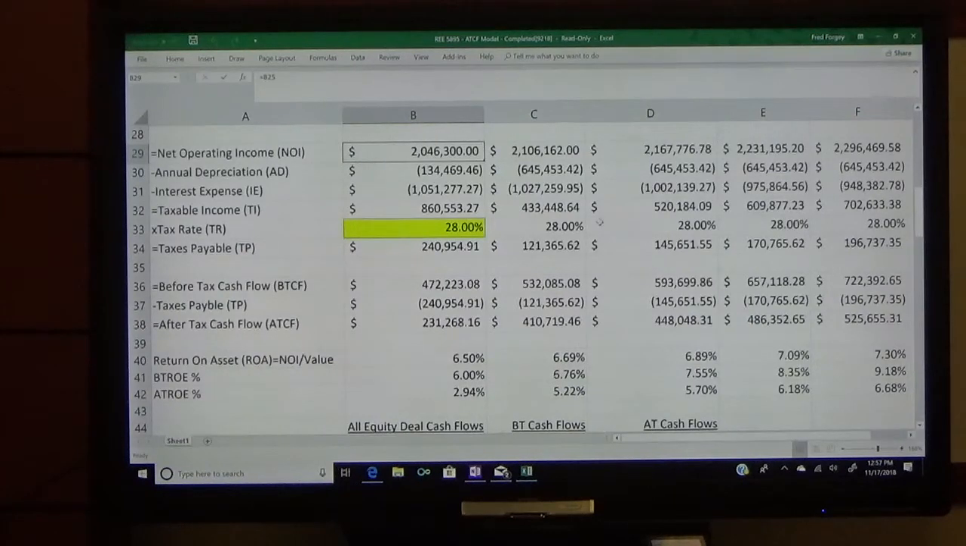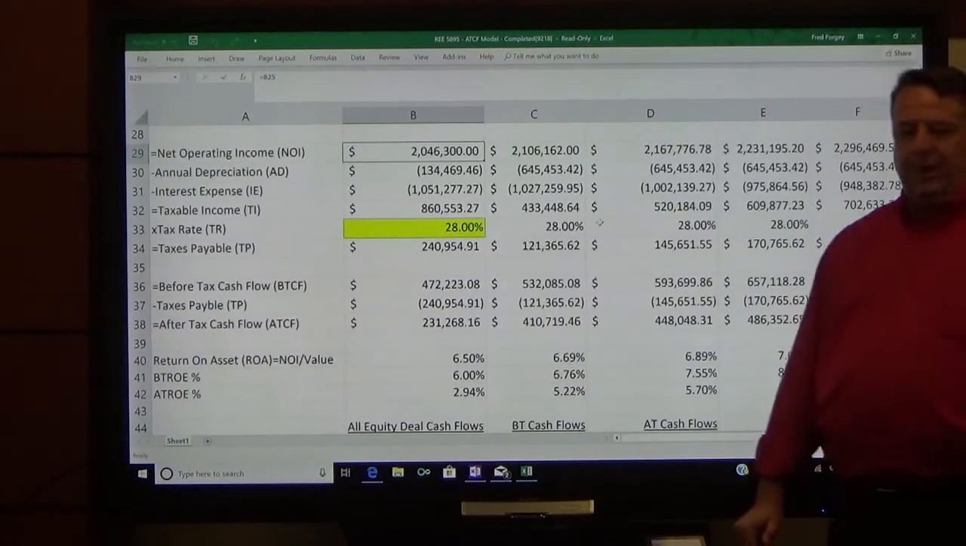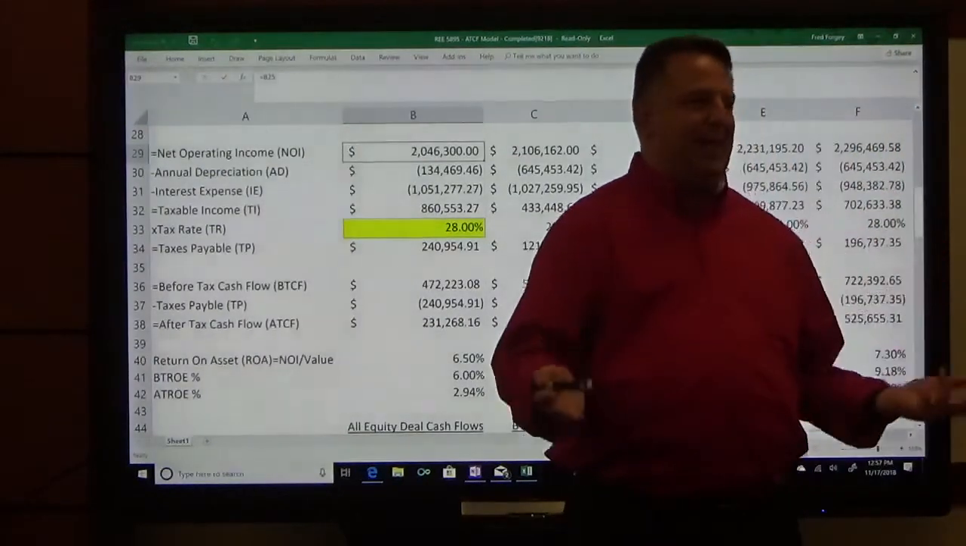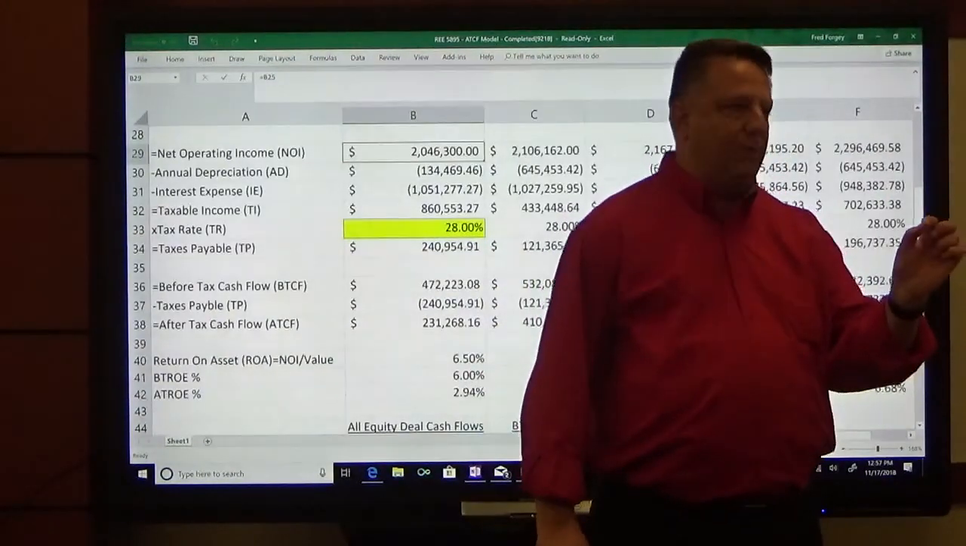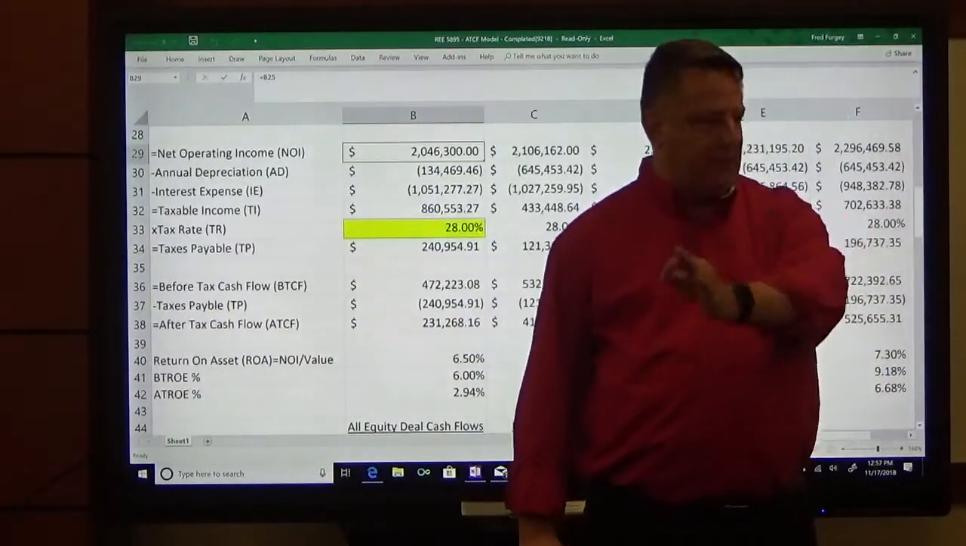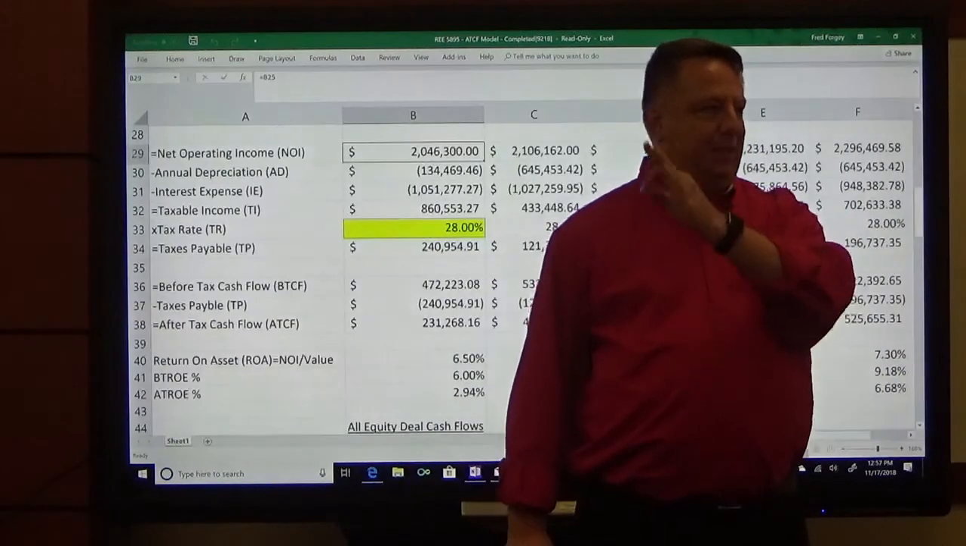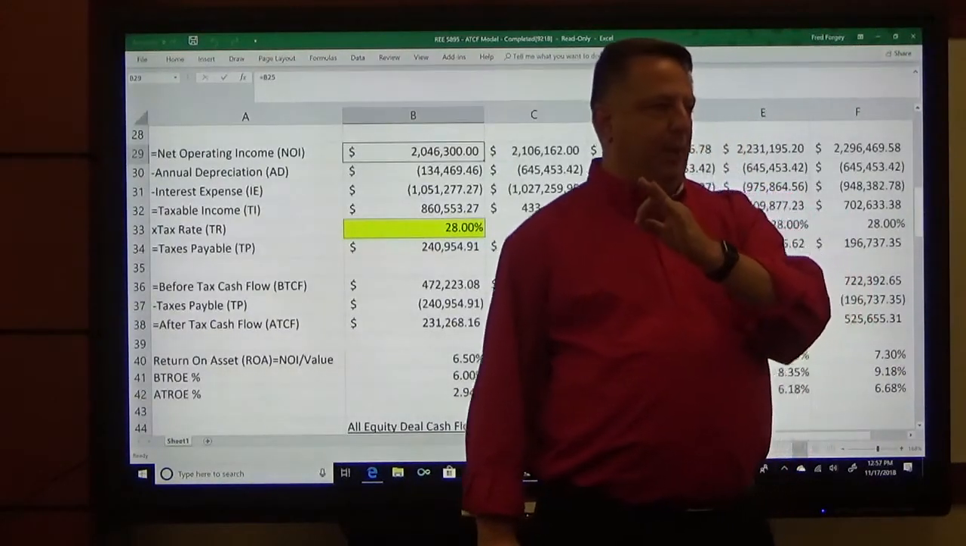So the assumption is that at the end of that 27.5 years, the actual physical bricks and sticks of the building is worth nothing for tax purposes. This is what I'm saying. This is not real world, this is tax world, okay? And that's the distinction that you've got to make with this, okay?